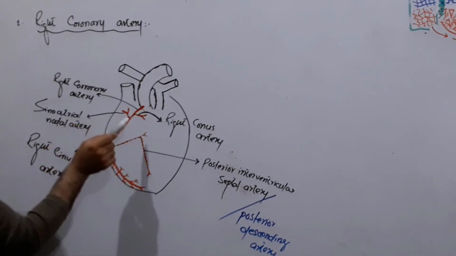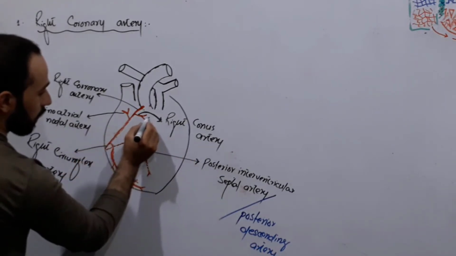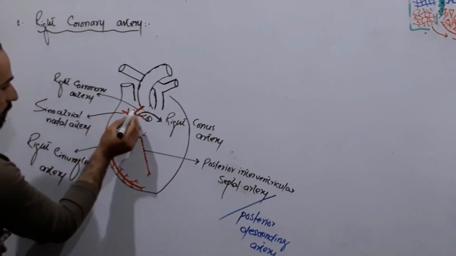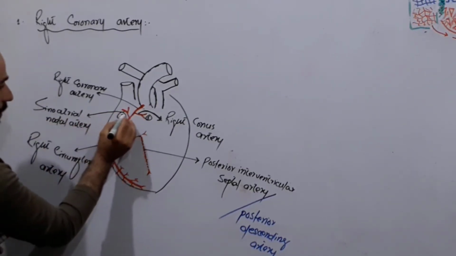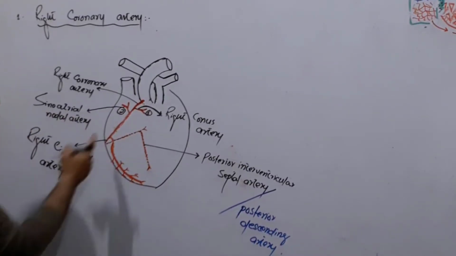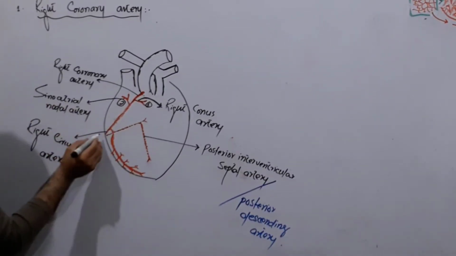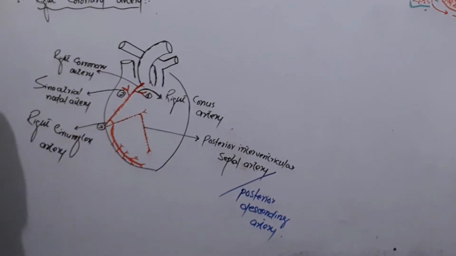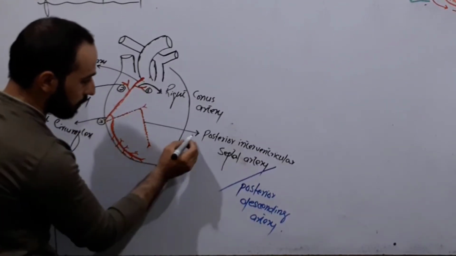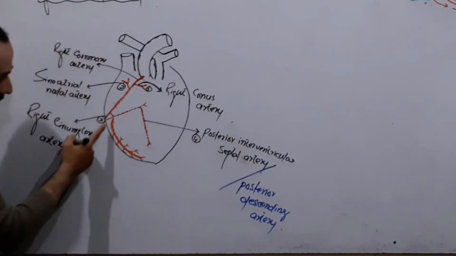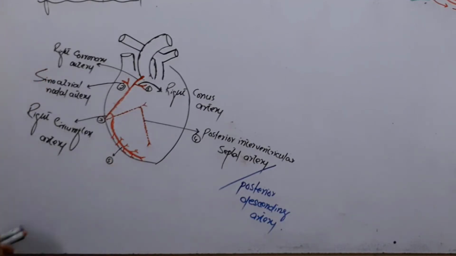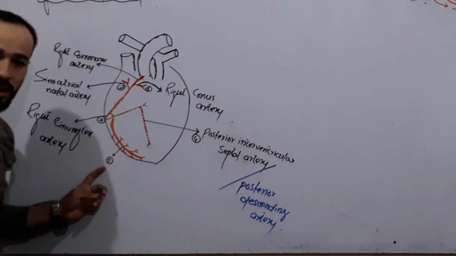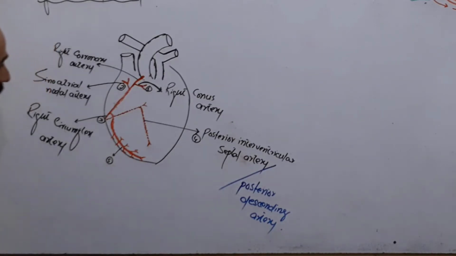What are those? The first branch, this one, is the right conus artery. Then here is a small branch, the second branch, the sinoatrial nodal artery. Then here comes the third one, the right circumflex artery. Then here is the posterior interventricular artery, and then here is the right marginal artery. This is the fifth branch. So these are the branches of the right coronary artery.